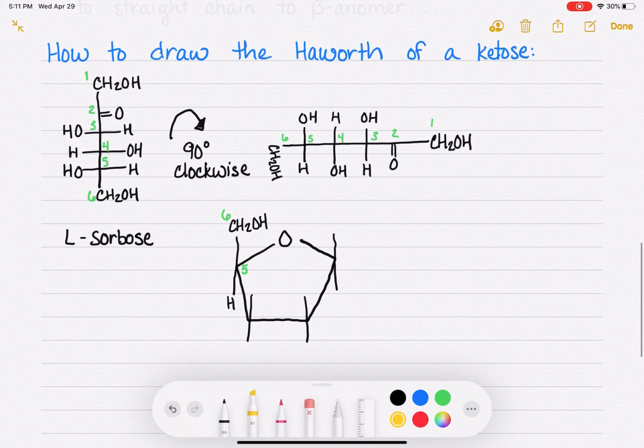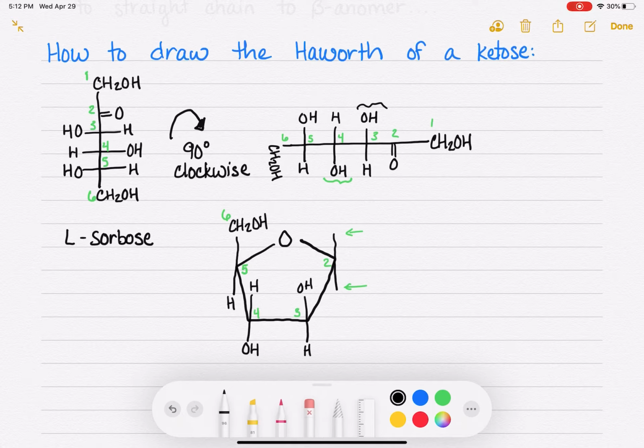So let's continue numbering around the ring. This is going to be 4, this is going to be 3, this is going to be 2, which means carbon number 1 is going to be out here, hanging out somewhere on the ring. And we'll get to that. So let's look at how we need to orient carbon number 4. Carbon number 4, the OH is down, so we'll match that in our cyclic structure. And carbon number 3, the OH is up, so we'll match that as well.